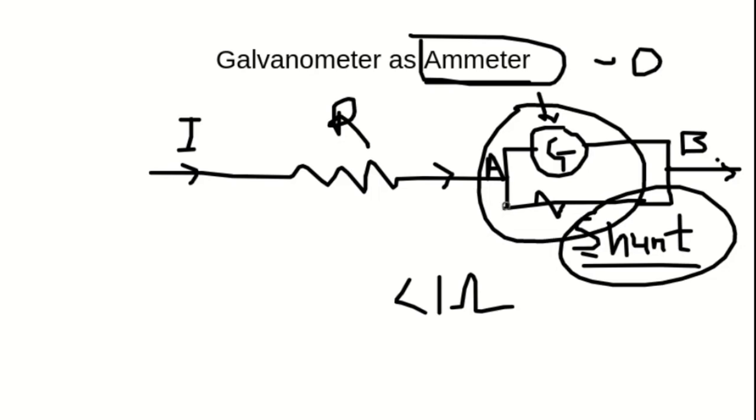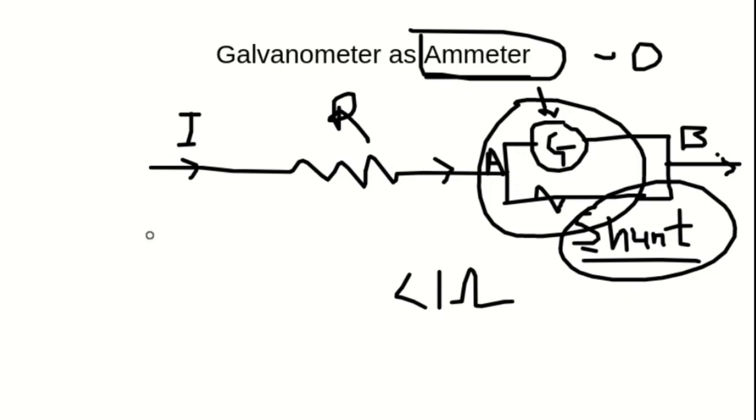So maximum current is going to flow from this side, from A to shunt to B, and a very low portion of the current is passing through A, G and B, that is through the galvanometer. So how to find out? Let's say total current I is flowing through this circuit, and then here it will get divided.